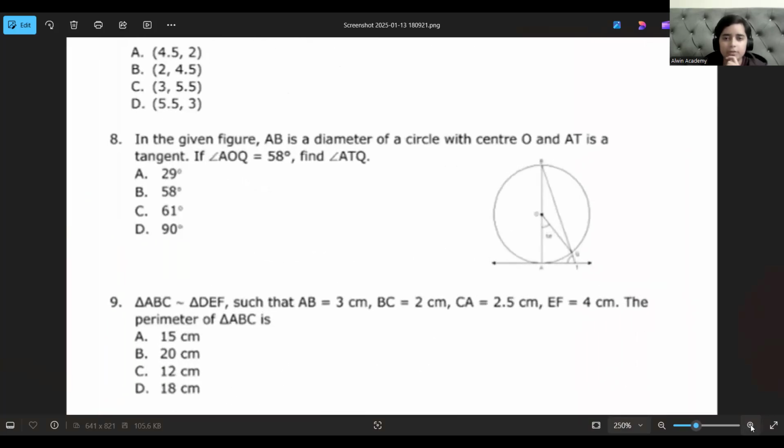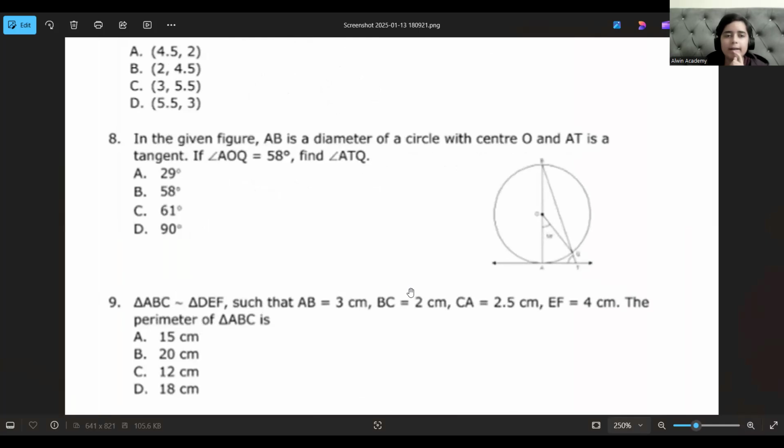AB is a diameter of a circle with center O and AT is the tangent. If angle AOQ is 58 degrees, this angle here is given to us as 58 degrees. Now we have to find angle ATQ, given that AB is the diameter. This is O, this is Q, and this is T in case they were not visible. And we have to find this angle.